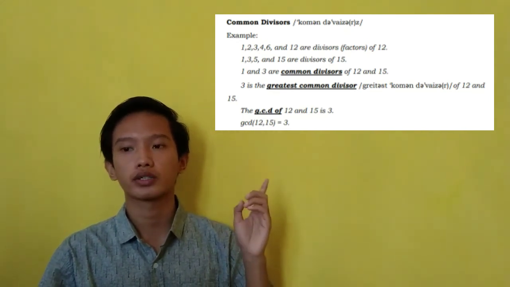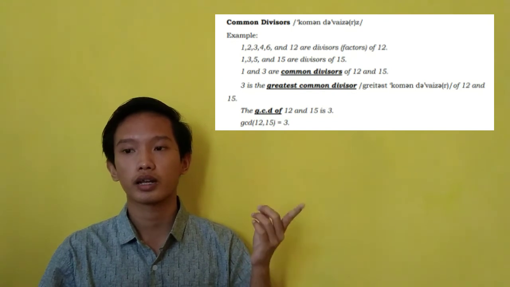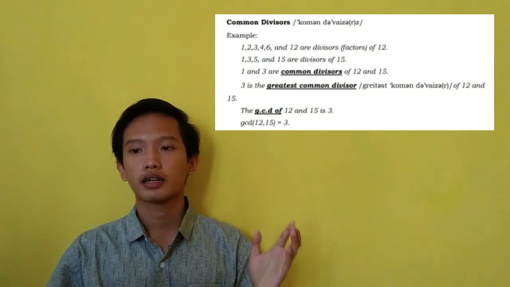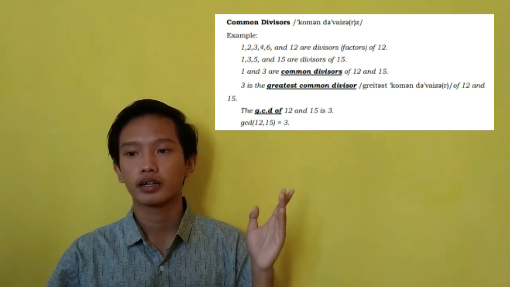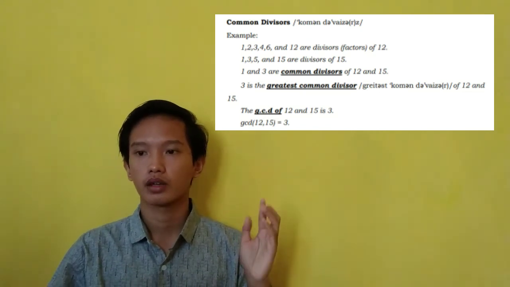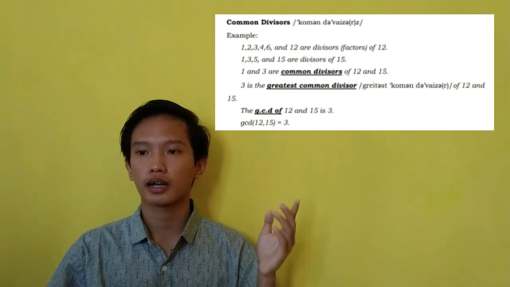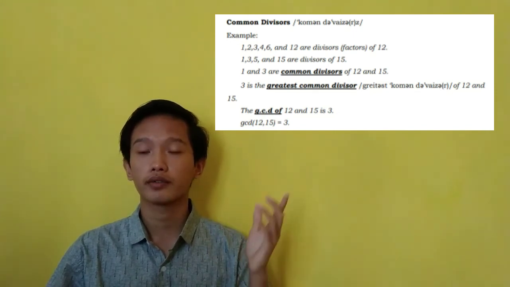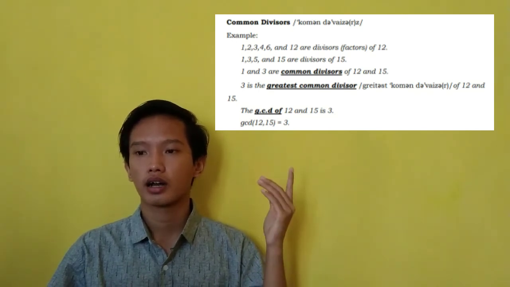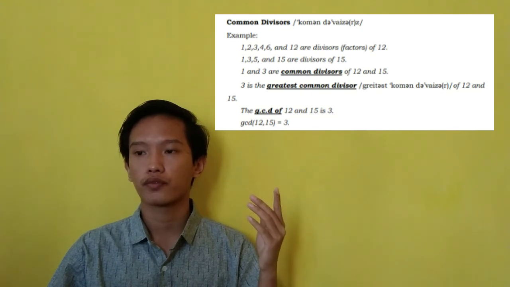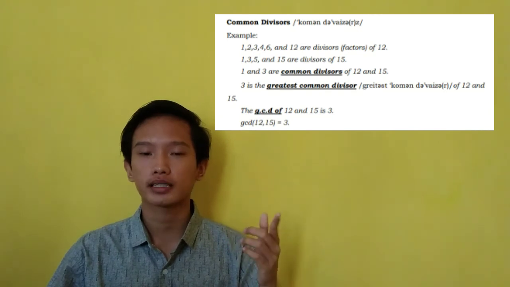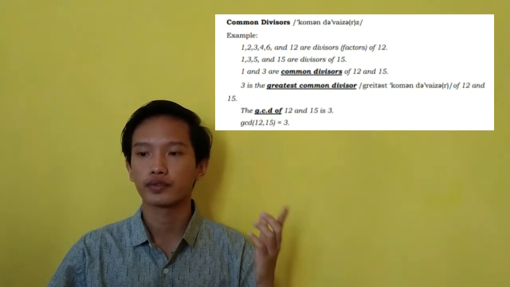1, 2, 3, 4, 6, and 12 are divisors or factors of 12. And then 1, 3, 5, and 15 are divisors of 15. And then 1 and 3 are common divisors of 12 and 15. And then 3 is the greatest common divisor of 12 and 15. The GCD, or greatest common divisor, of 12 and 15 is 3.